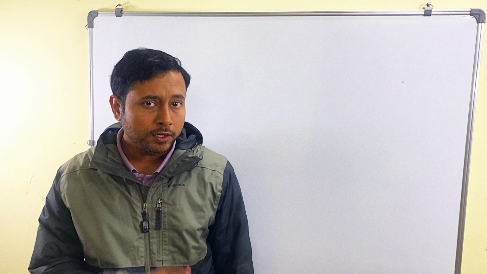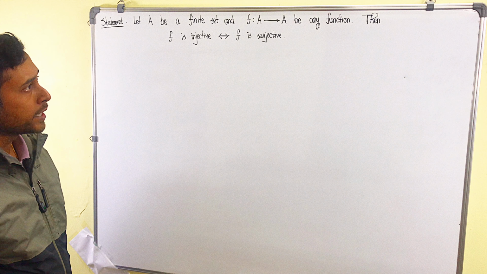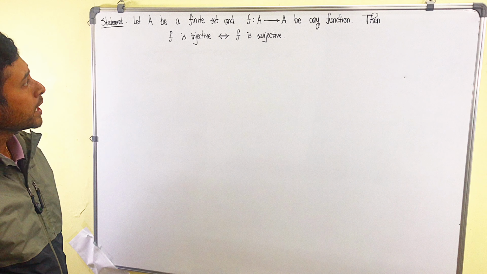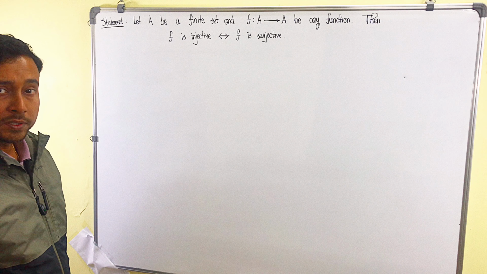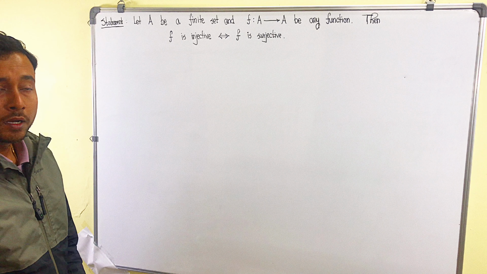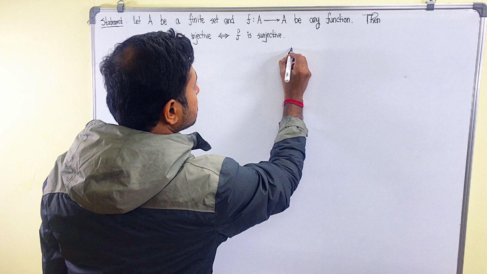Today we'll see an elementary but useful result related to sets and functions. So here we have the statement. Let A be any finite set and f: A to A be any function, then f is injective if and only if f is surjective. Before we get into the proof, let me quickly recall some relevant definitions of sets and functions.